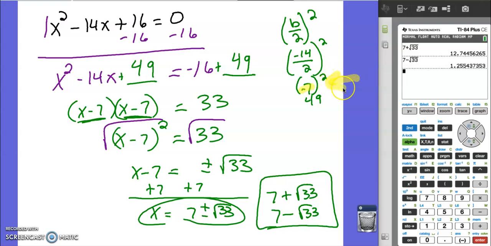Notice that right there, it's -7. And notice that's what I have in my parentheses. Hint, hint, that's a good suggestion to actually show this work over here, because it's going to help you in the factoring process as well. So that's how you do completing the square to get the exact answers.